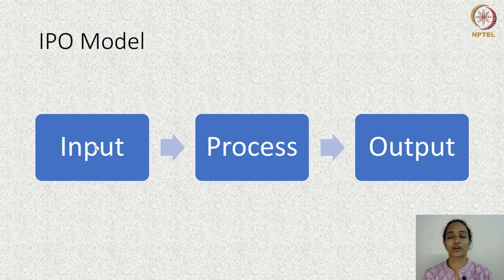Now, what is a model? A model is something which explains how different factors contribute to the functioning of a system. For example, a model of the solar system can be used to explain what is a star, what are planets, and what are satellites which move around the planets.